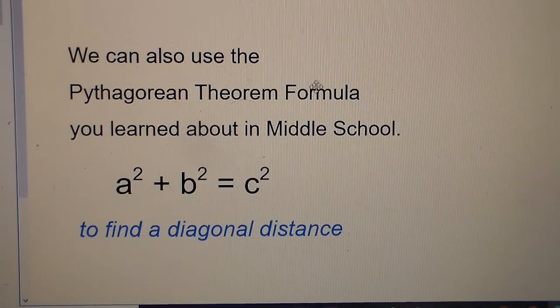Anyway, we could also use the Pythagorean theorem, which you learned about in middle school, to find the diagonal distance. If it's a horizontal or vertical distance, you could just count the boxes. However, if you have a line that's diagonal, it's a little bit harder to count the boxes. So we could use the Pythagorean theorem to find out that diagonal distance.